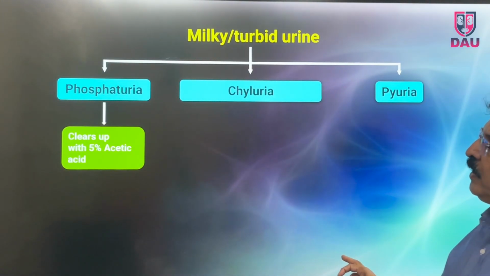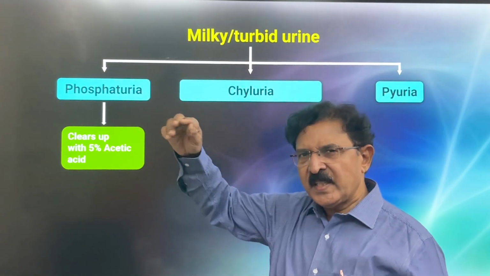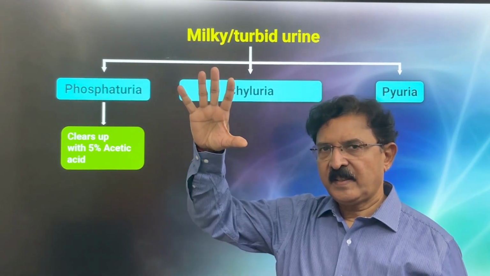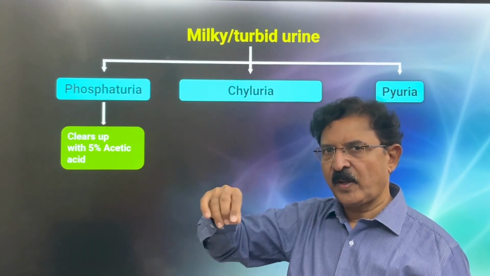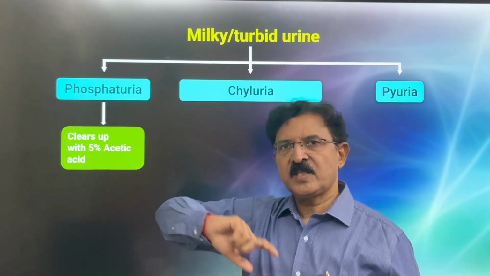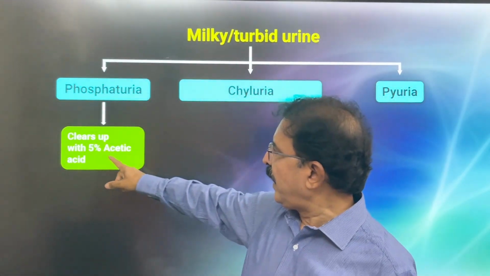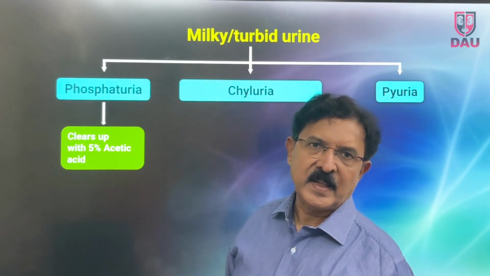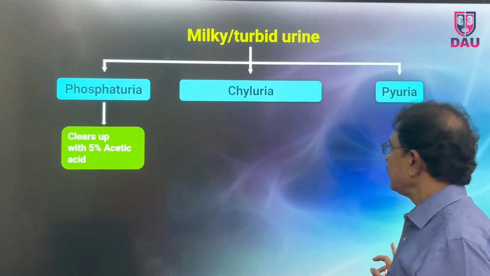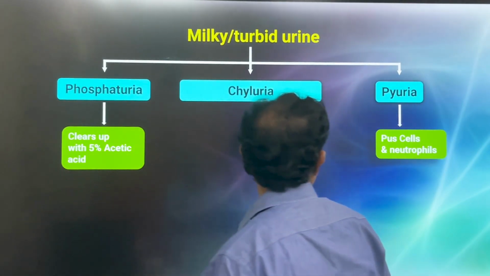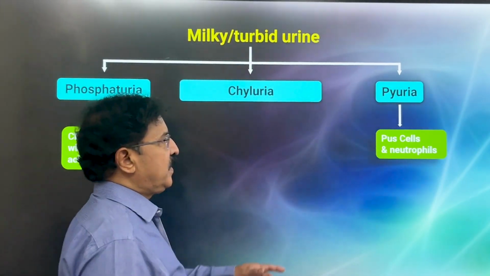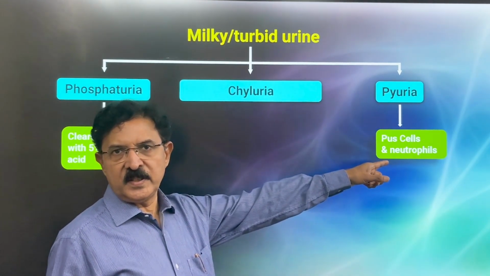The phosphaturia is more crystalline looking, not clear like chyle. You can shake the urine sample and see crystals floating in it. And when you add acetic acid, the phosphaturia will clear. In the same manner, pyuria means the patient is passing pus cells and neutrophils in urine.